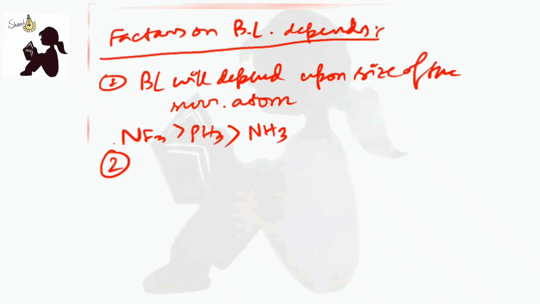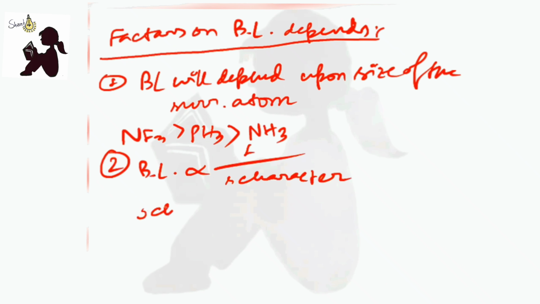Okay. So next, there is an increase in the bond length as the S character decreases. That means bond length is inversely proportional to S character. And I have already told you what S character is. Because S character is directly proportional to electronegativity, and electronegativity is inversely proportional to bond length. You can guess it from that.